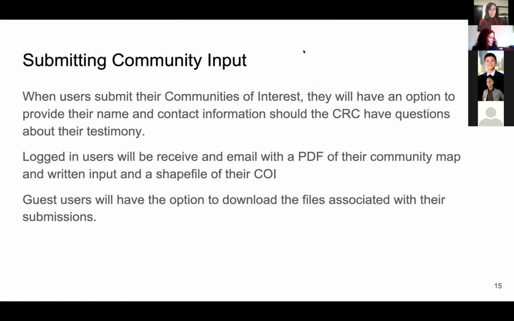So when people submit community input, they have an option again to provide their name and contact info, so that people can get back to them. Logged in users can get a PDF. Like I just mentioned, they can print that. They can go to their neighbors and say, hey, do you agree with this? Should we talk about this? Should we modify it? What do we want to do? And then again, they can download the files if they're guest users, and they can do with it whatever they wish. Again, next slide, please.